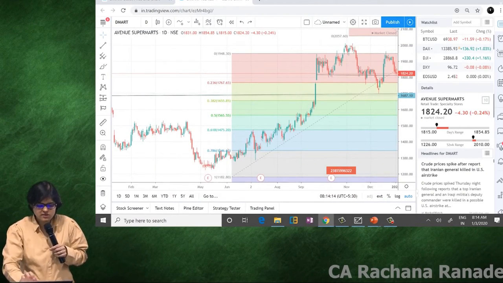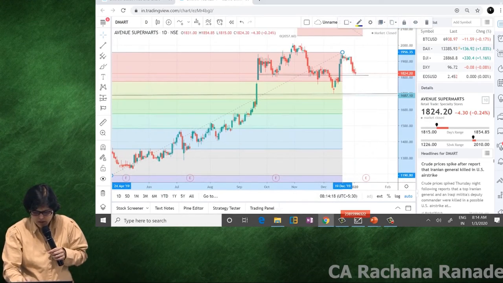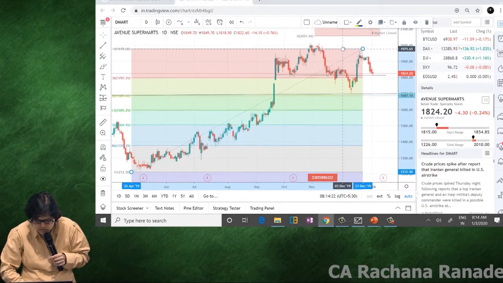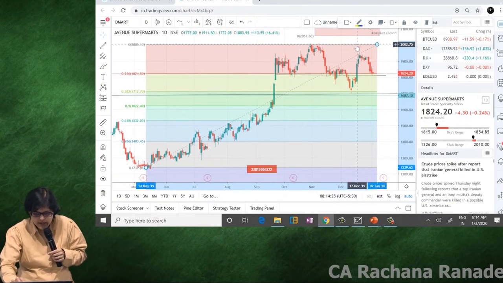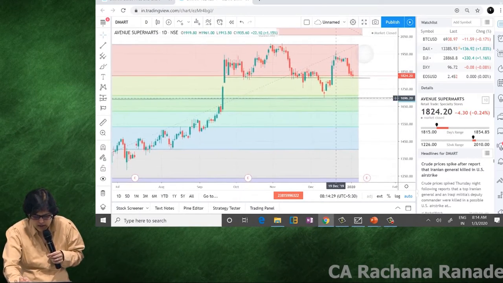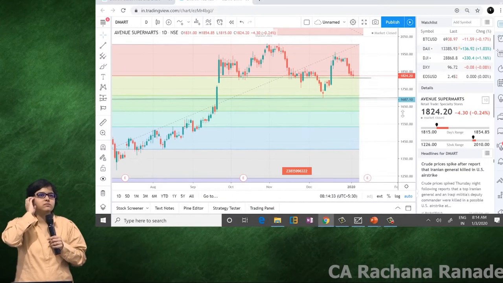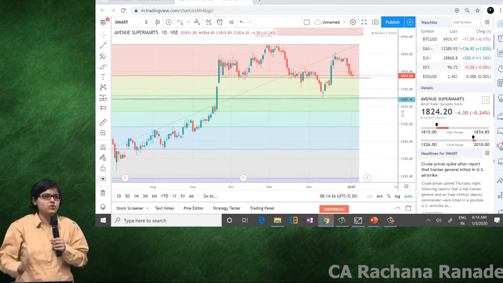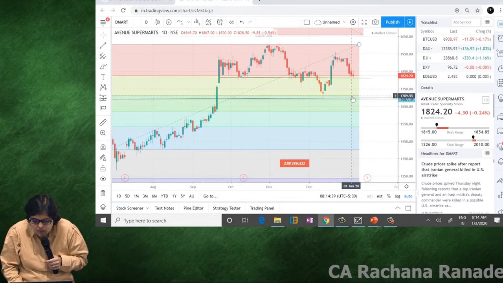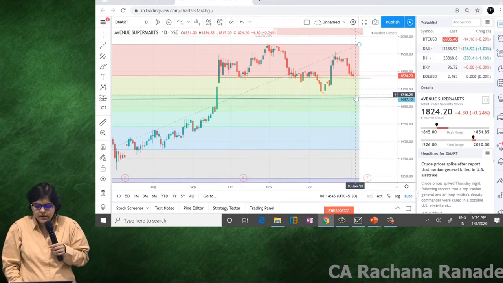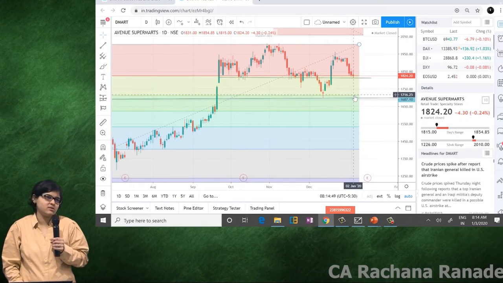Now you have to tell me worst case scenario, what can happen? It is at 23% right now. Correct? Now you have to tell me, if it breaks this 23%, what will be the next big support for the stock? 38% level means which level? This level, where yellow ends. And what is that? Price is around 1716. That is the next big support.